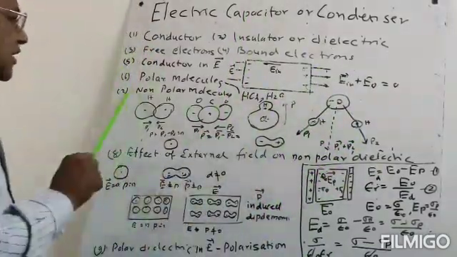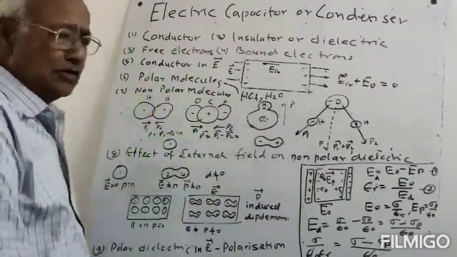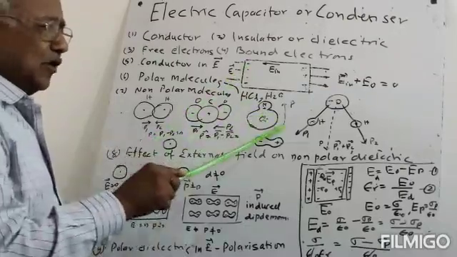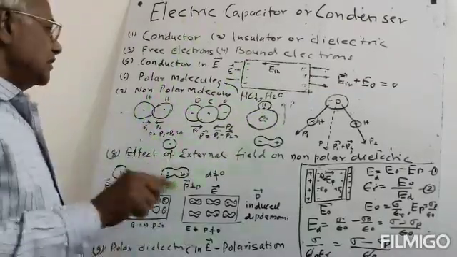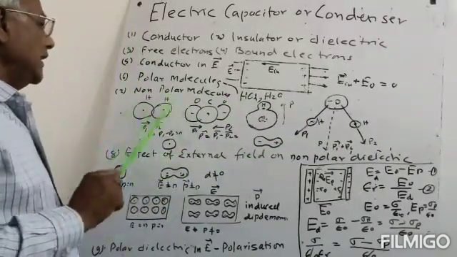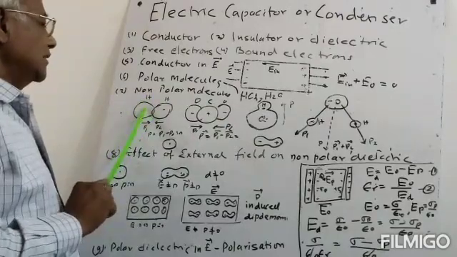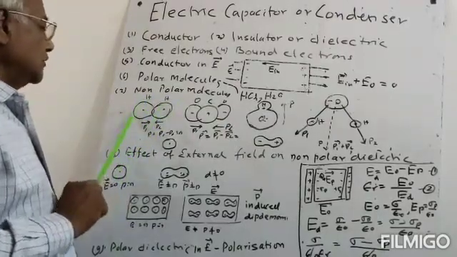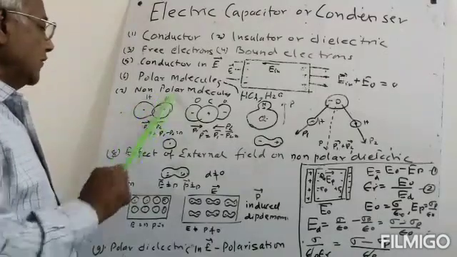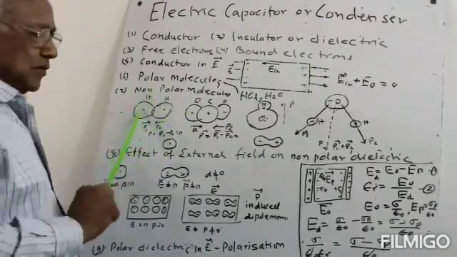Now the next definition is non-polar molecules. Non-polar molecules are those molecules in which the dipole moment is 0. Suppose we take the case of the hydrogen molecule, H and H. Then the plus and minus coincide here. The direction of P1 is here, P2. The sum of the vectors is equal to 0, so the resultant dipole moment is 0.